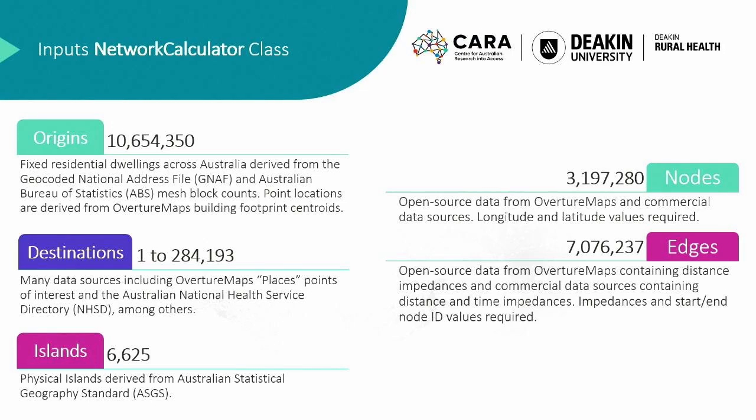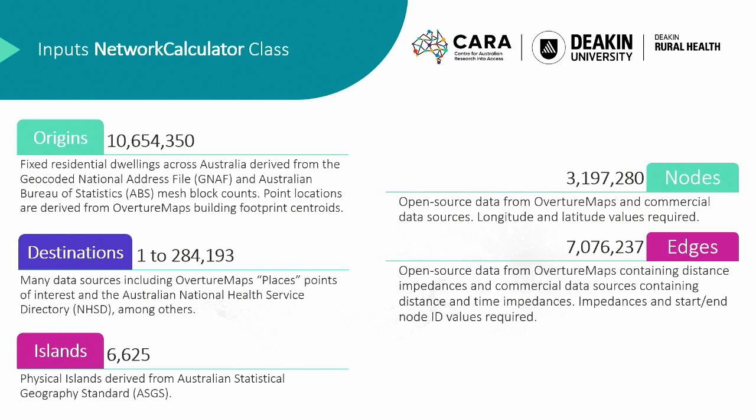For destination data sets, we've done anything from one destination through to 284,000 destinations for a single calculation. These can be derived from, we've used things from Overture Maps, so the places that you can download from there can be separated into different services, as well as other data sets from the Australian National Health Service Directory, among others. For the network analysis component, we need a nodes and an edges data frame, or data set. So we've used, again, Overture Maps. For anyone who's not familiar with that, you can download open source data for any bounding box that you want to specify. So we've been able to get that for all of Australia.